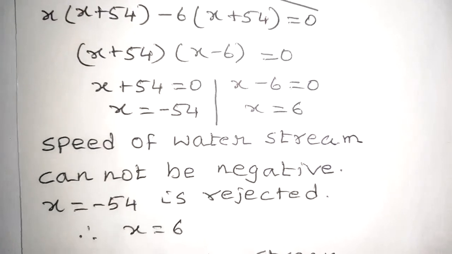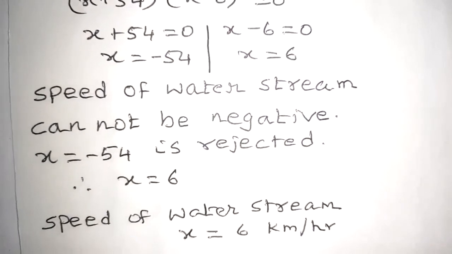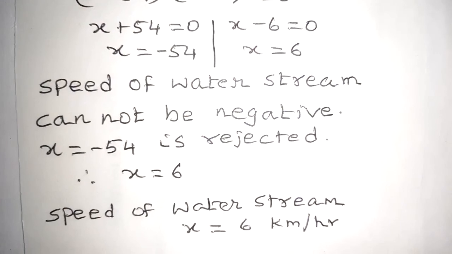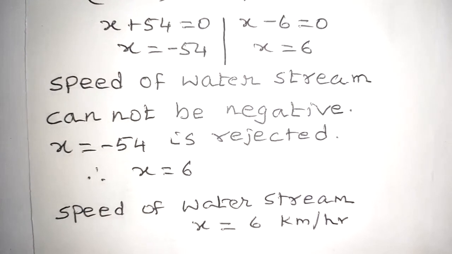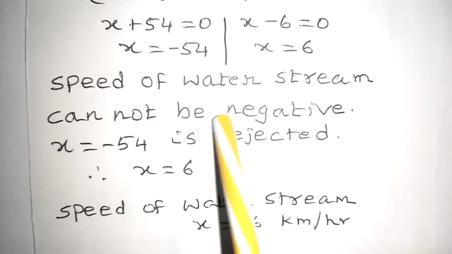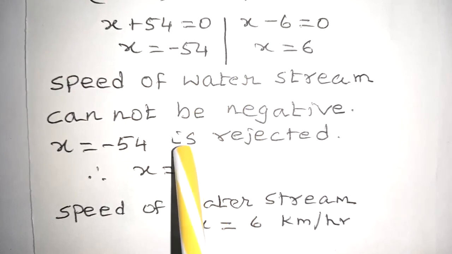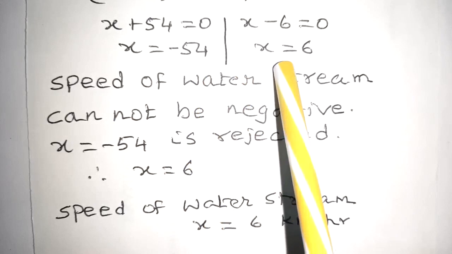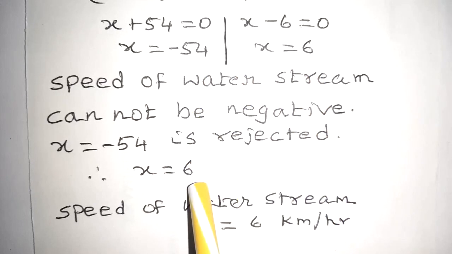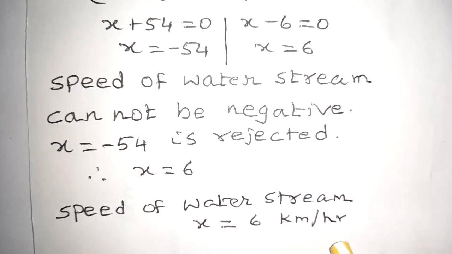But x is the speed of the water stream. Speed of the water stream cannot be negative. So, the positive value x equal to 6 is considered. Therefore, speed of water stream is 6 kilometers per hour.